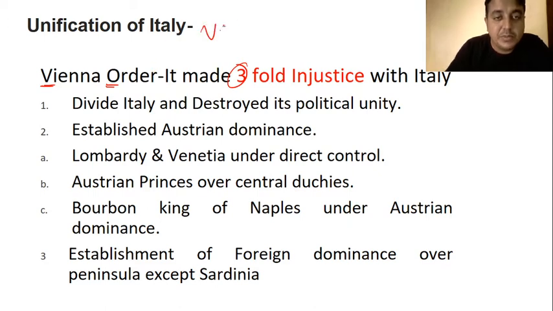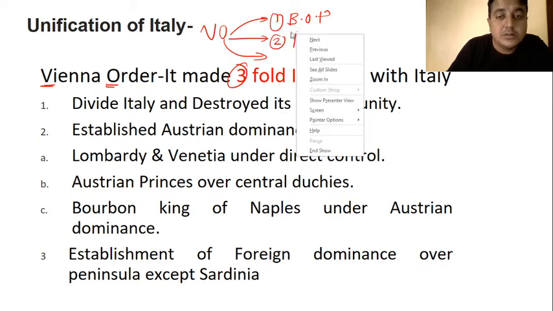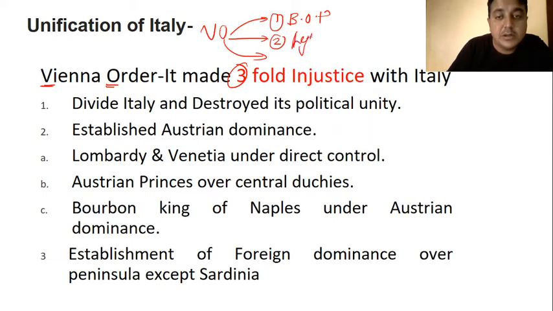The basic principles of the Vienna Order, let me remind you once again. The Vienna Order has the first principle, that is balance of power. Second, legitimate rule. And the third we mentioned, rewarding victors.